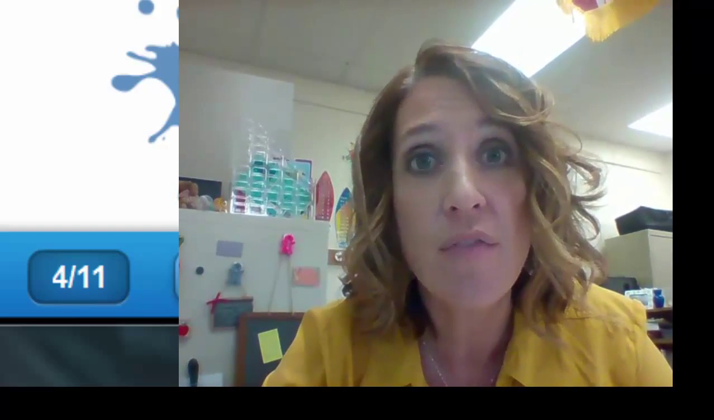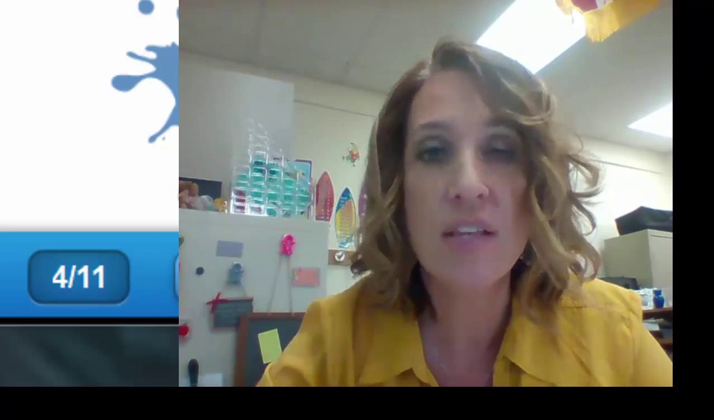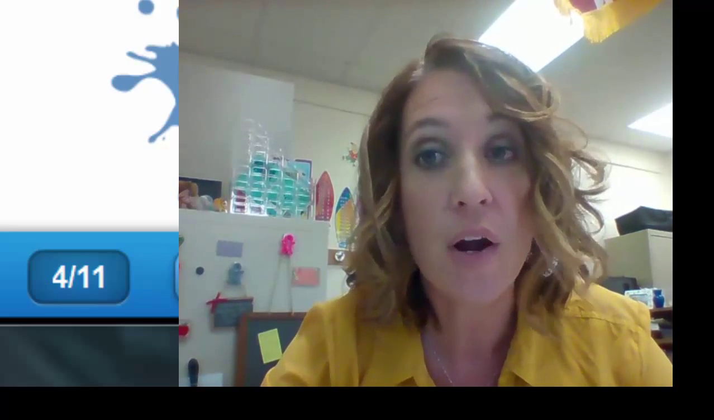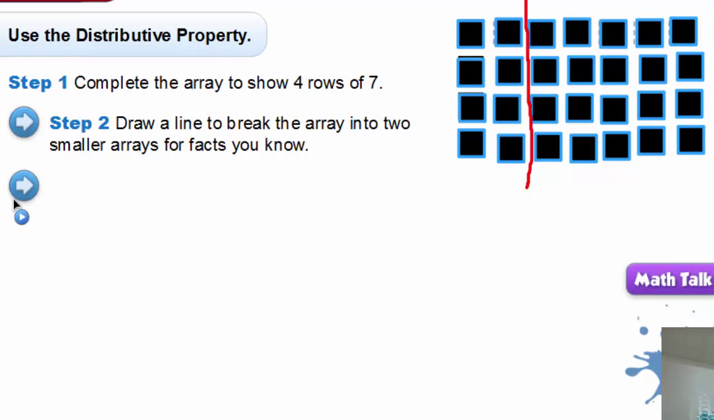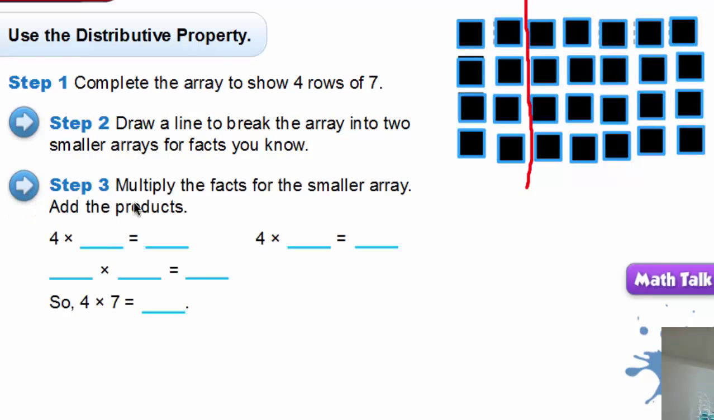I can do those. I can skip count by 2s. I can skip count by 5s. I've memorized my 2s and my 5s. I'm good to go. This is the way that I need to break apart this problem so that I can solve it. Step 3, we're going to multiply the facts for the smaller arrays, and then we add the products.